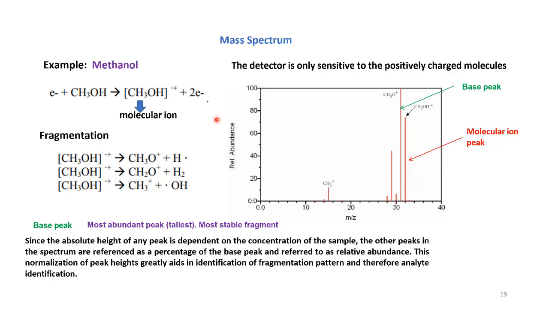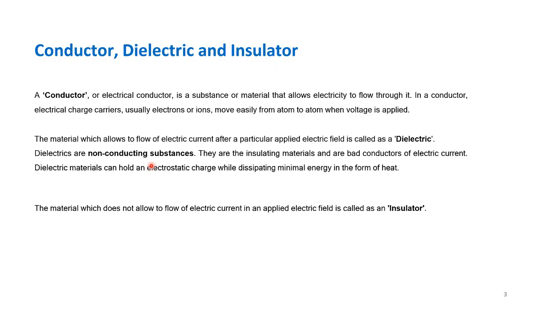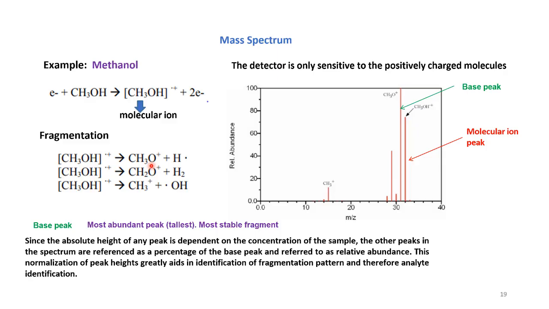Then this is an example of methanol. Here we have a base peak and then molecular ion peaks. There are fragments of the single molecule also, and the most abundant peak is the tallest one and the most stable fragment also. This signal comes in a fragmented manner because we are ionizing the molecules, right? So the fragmentation occurs like this, and then we get different peaks of that.